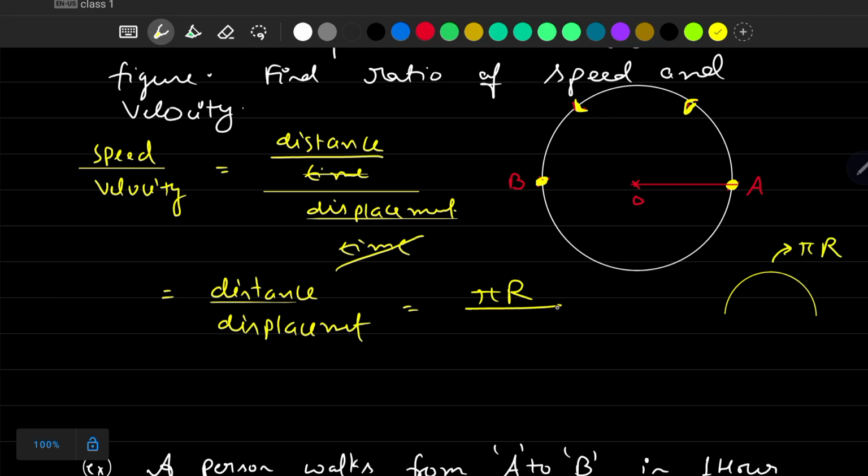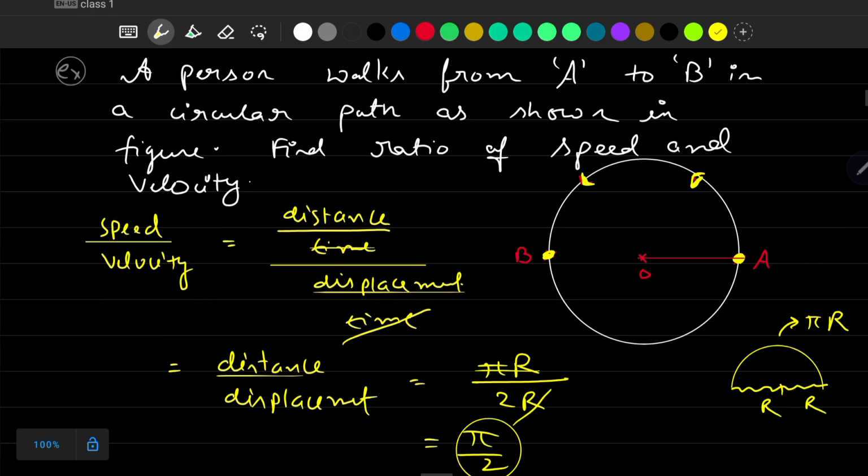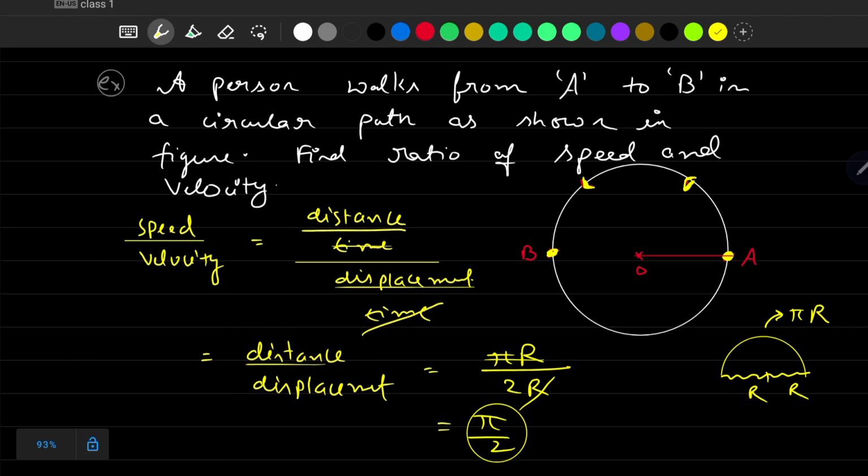And we know that here displacement will be this distance. So it's nothing but the diameter, r and r. So displacement will become 2r. r and r will get cancelled and we are left with pi by 2. So I hope it's clear to all of you how we did this problem. Here the answer will come as pi over 2.